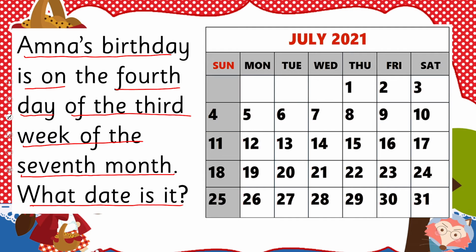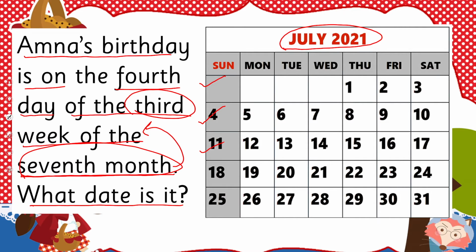So we'll go to the month. Which month is the 7th month of a year? That's July. Okay. So when we reach July, what is the next thing? Week. Which week are they talking about? Third week. So it's week 1, week 2, week 3. And which day are they talking about? It's the fourth day. So here we go: 1, 2, 3, 4. So Amna's birthday is on 14 July. Right? This is how we locate specific information in a calendar.